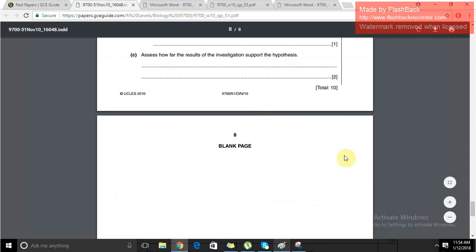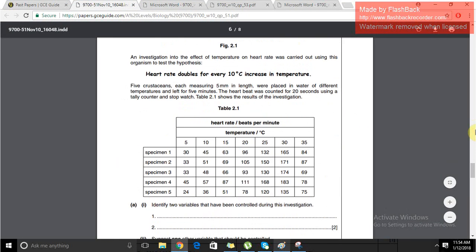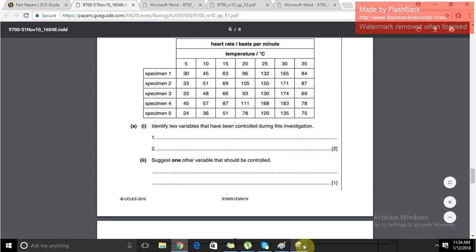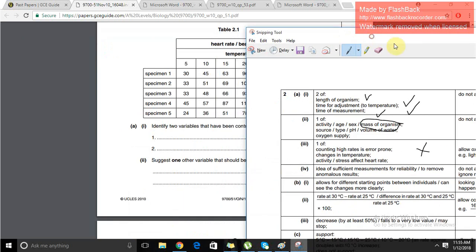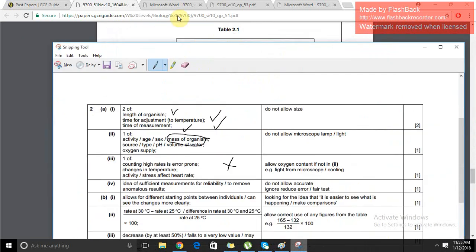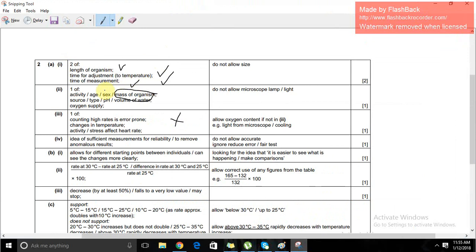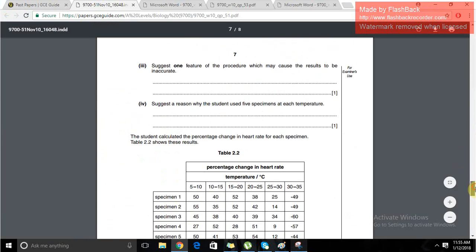It might be better to see what question we are answering. Two variables that have been controlled: length of the organism, the time of measurement, and the time of adjustment. And one other variable that could be controlled, definitely mass. Age is a possibility, initial activity is a possibility, sex is a possibility, water pH, volume, source, oxygen supply, all of this is a possibility.